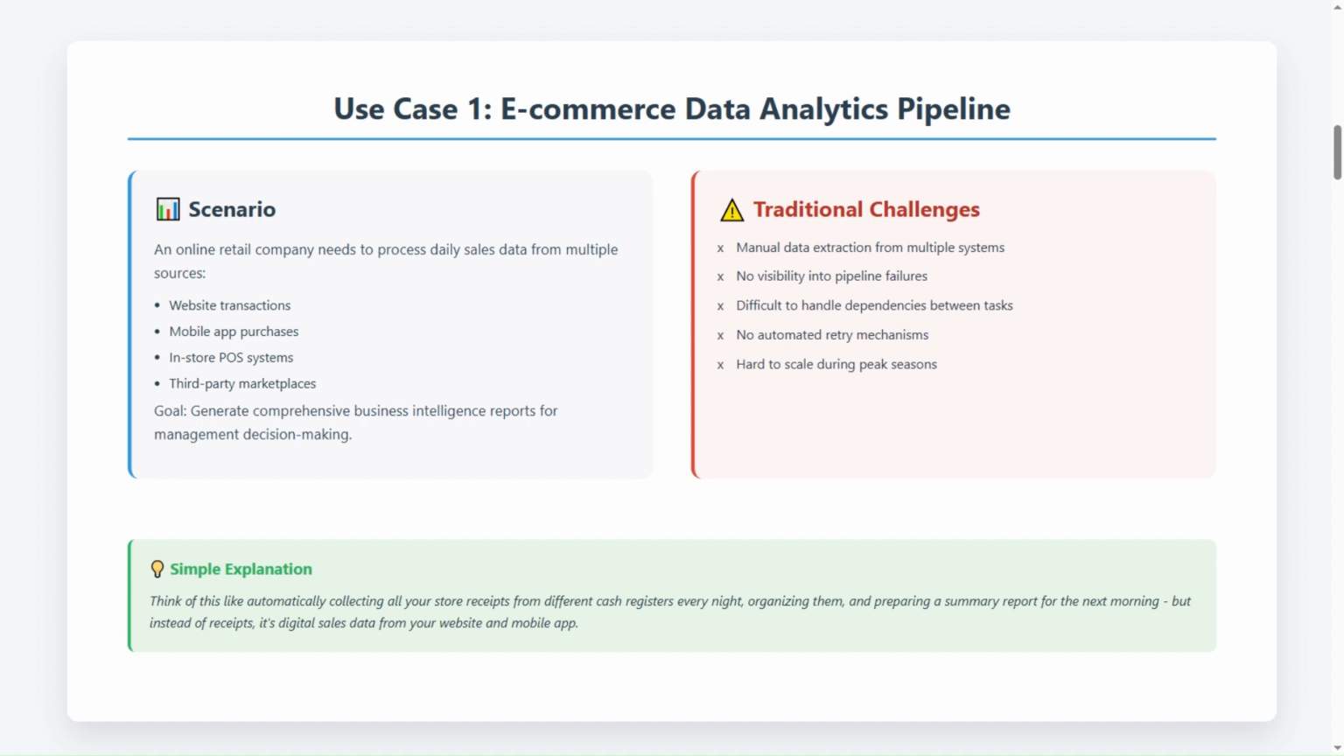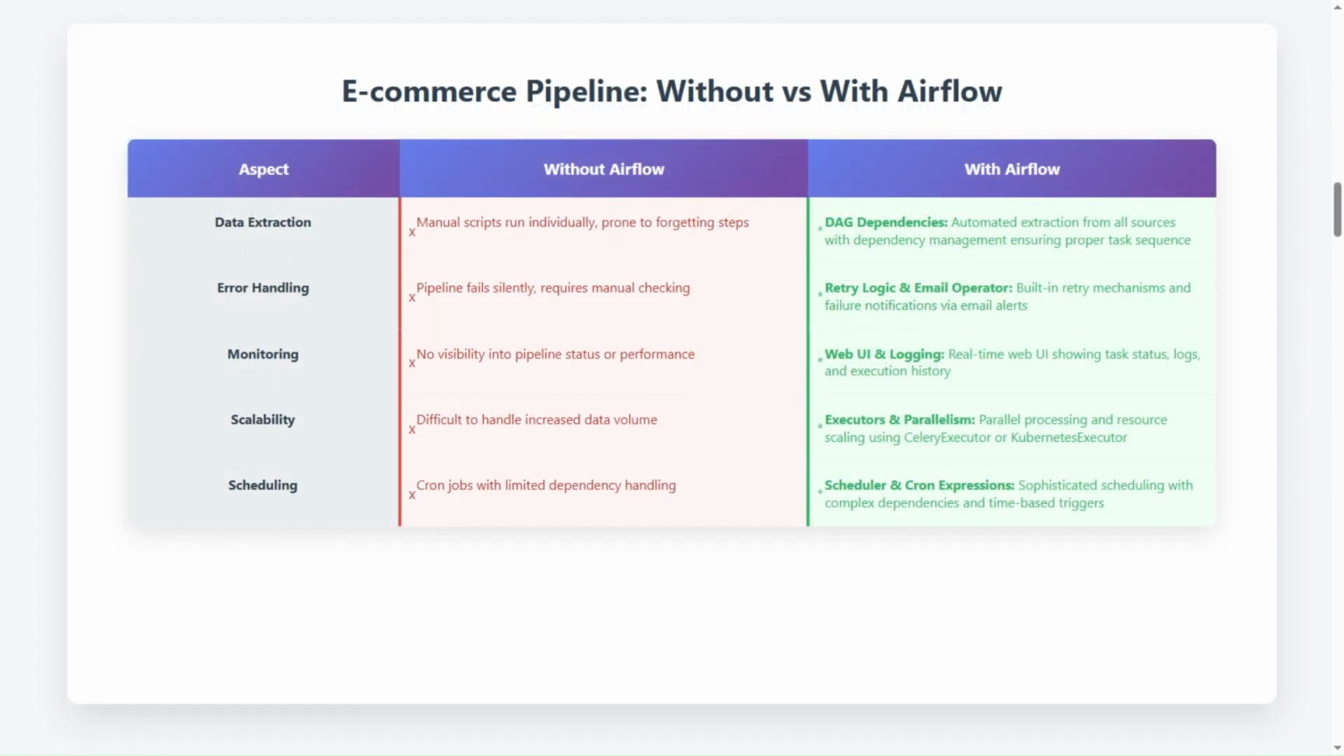Now here's our simple explanation. Think of this like automatically collecting all your store receipts from different cash registers every night, organizing them, and preparing a summary report for the next morning. But instead of receipts, it's digital sales data from your website and mobile app. Pretty cool, right? Now, let's see the magic happen.